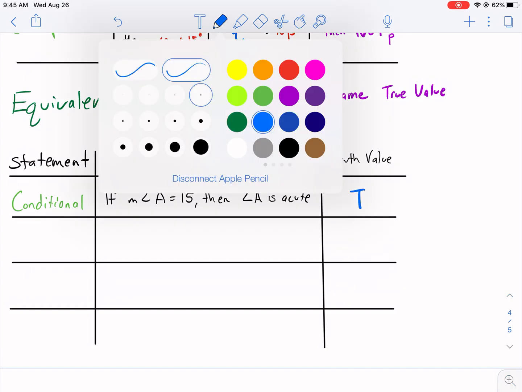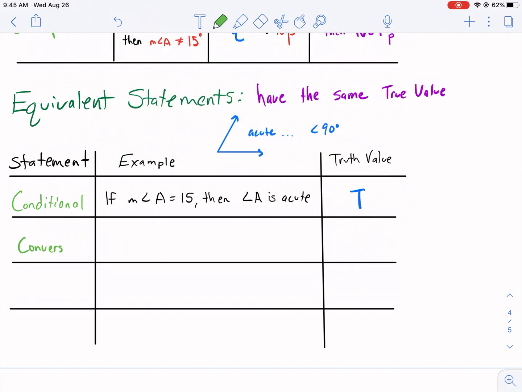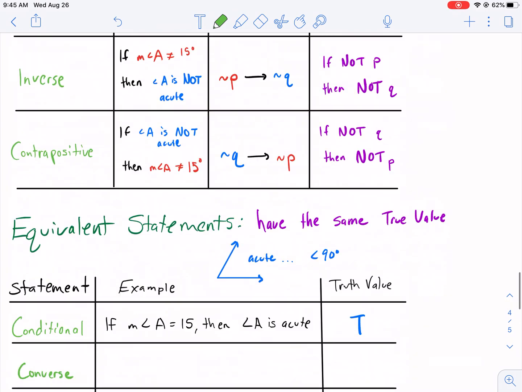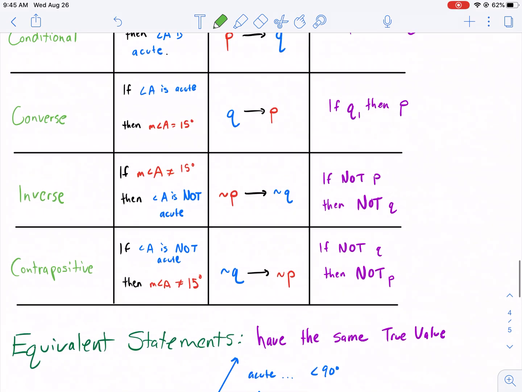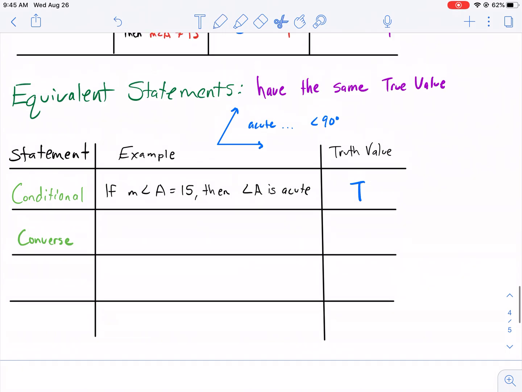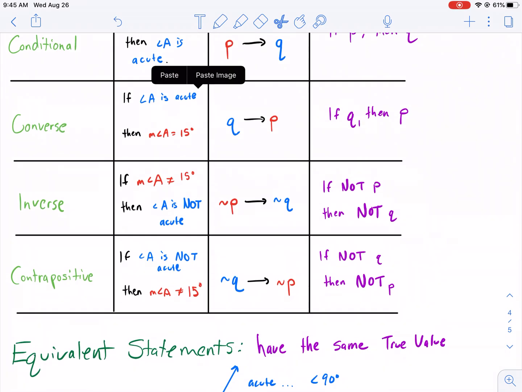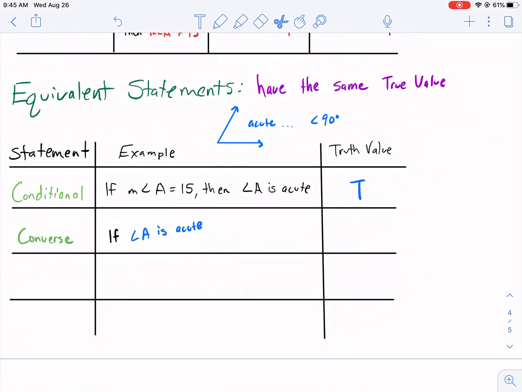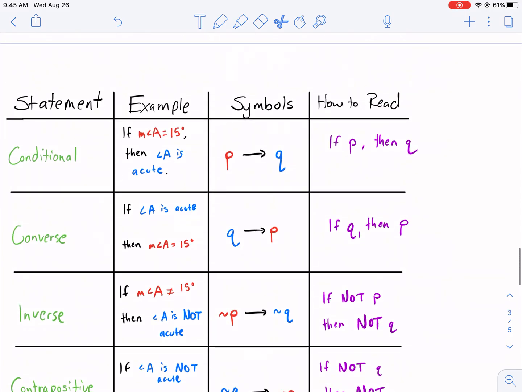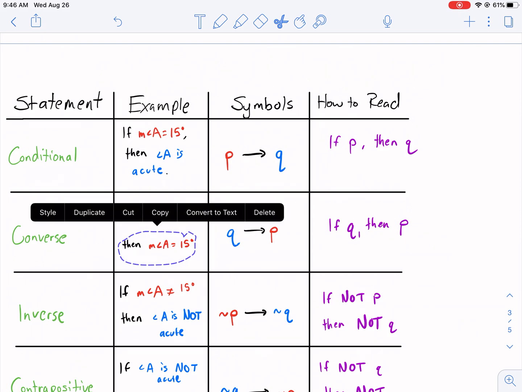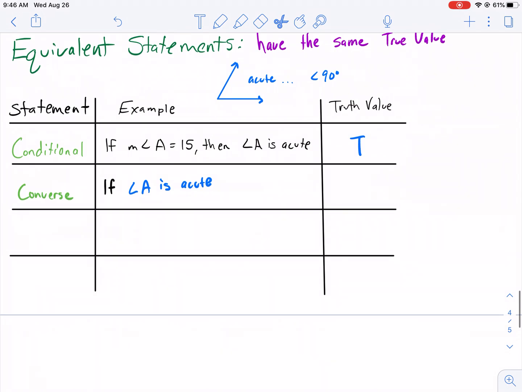Okay? So obviously we're going to have our converse here. Our converse is next, as indicated above. And we're going to go ahead and write our statement. I'm just going to copy this, paste it here, make it a little bit bigger. Okay, if angle A is acute, then measure of angle A equals 15 degrees. What does this mean? Well, what they're trying to say is every acute angle is 15 degrees.